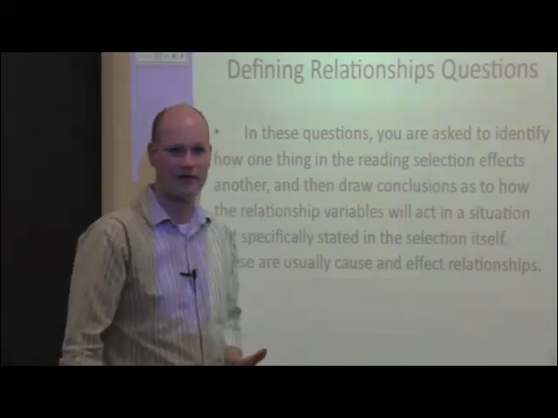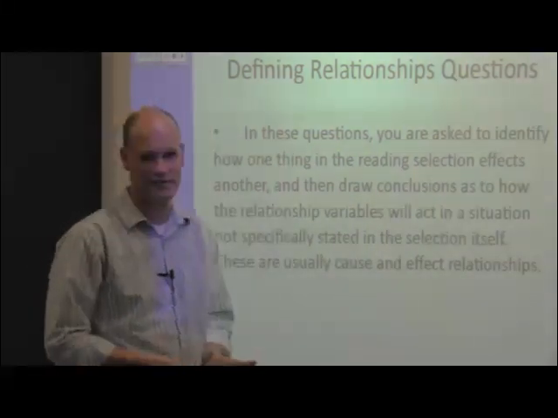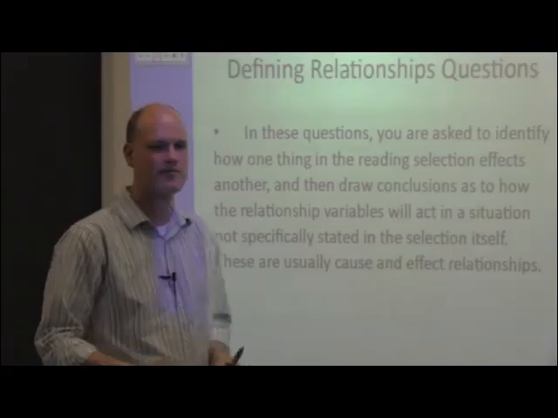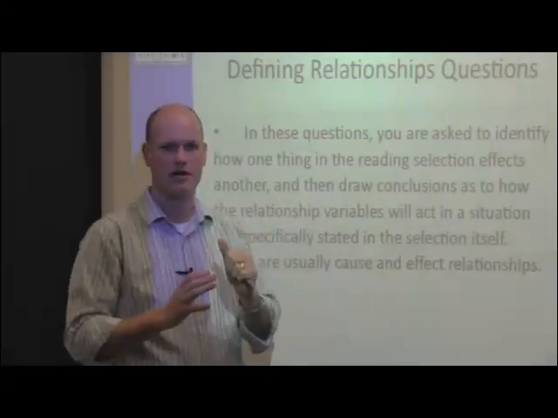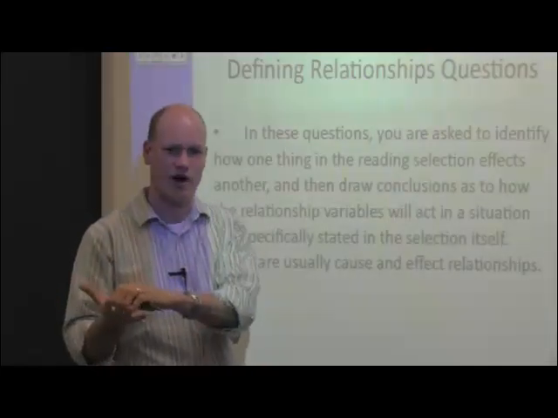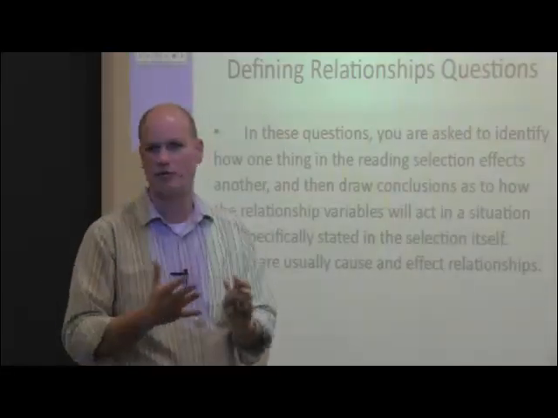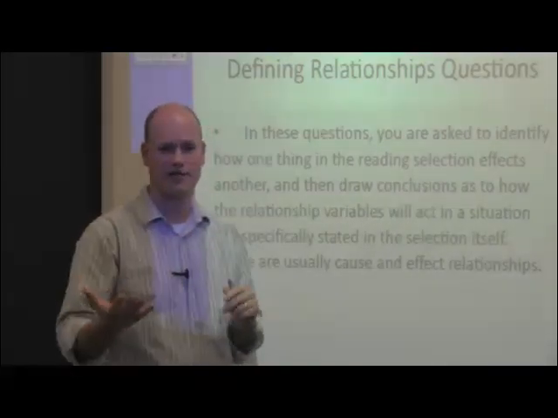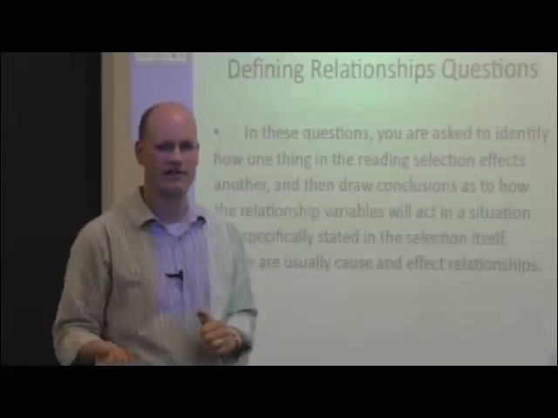Questions that are asking for inferences, one type is where they're asking you to define relationships. So in these questions, you're asked to identify how one thing in the reading selection affects another. And then you draw conclusions as to how the relationship variables will act in a situation not specifically stated in the selection itself. These are usually cause and effect relationships. If you can find a parallel, something similar that is going on in your selection and in their question prompt, you can make some general judgments that it would be similar. Or if something is acting counter to it, then similarly you would say it would probably act counter to what they're asking you in the question.